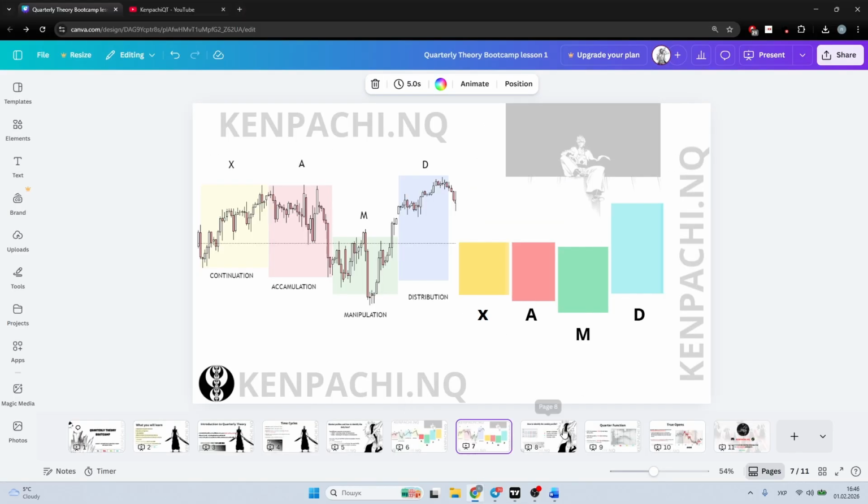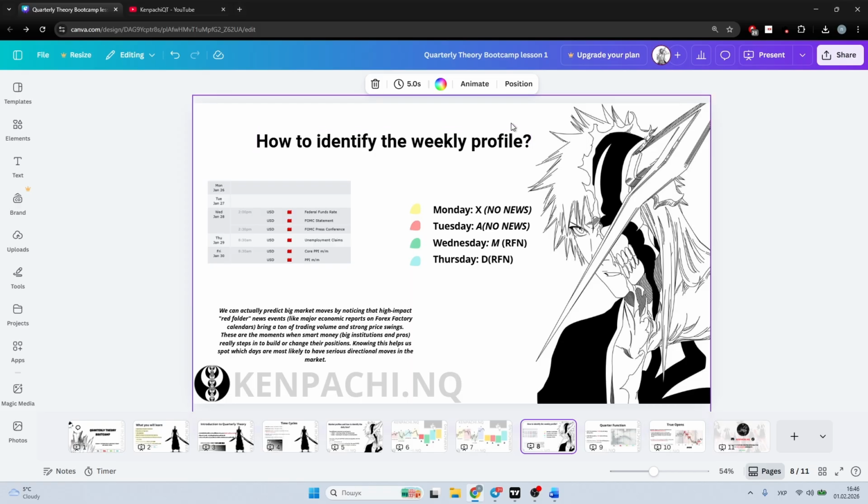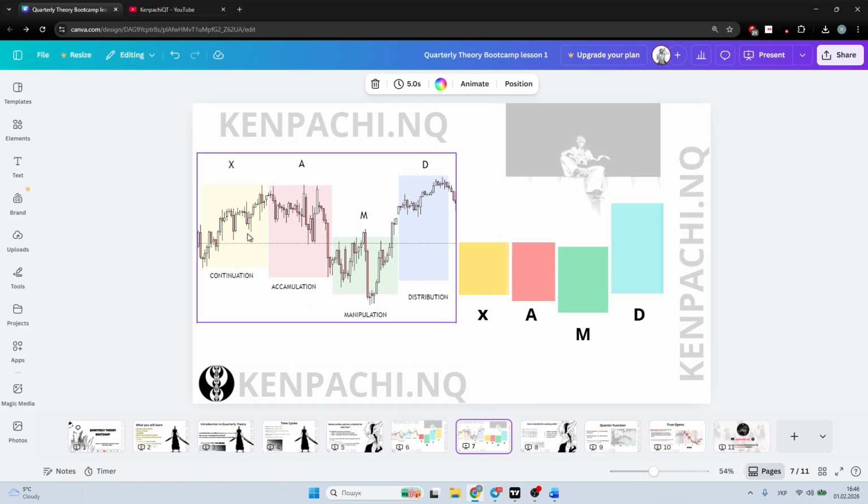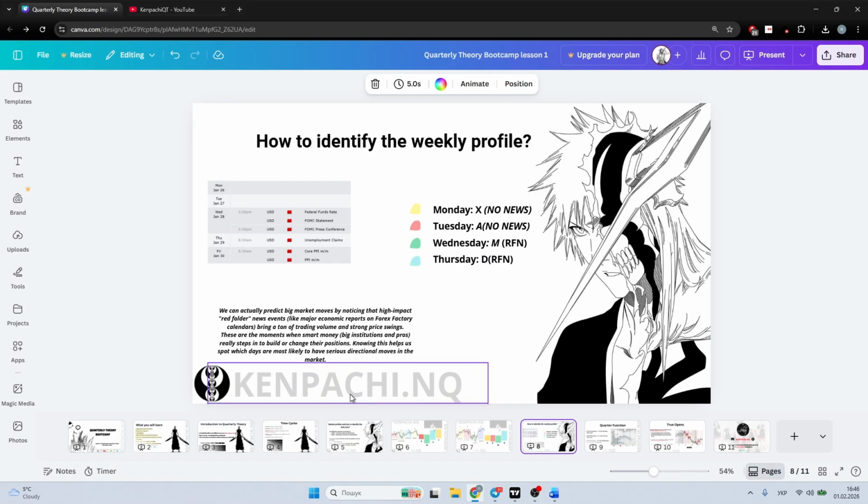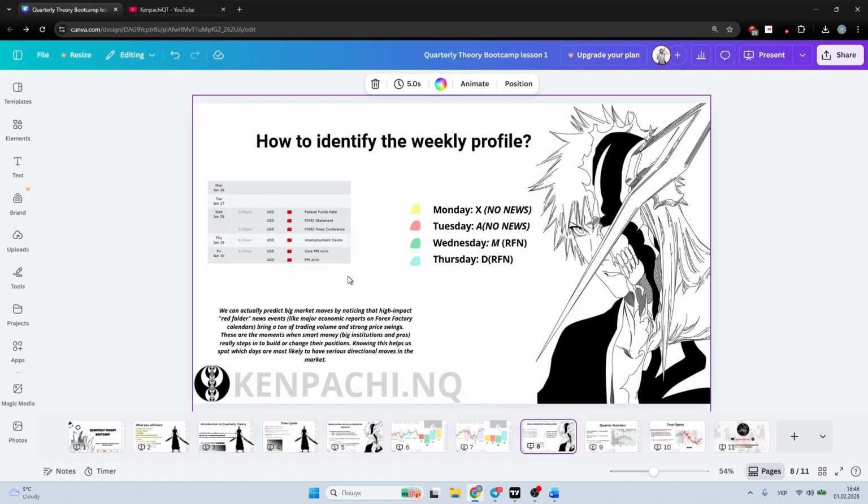That's pretty much it about market cycles or market profiles. Let's look at how we can identify the weekly profile with the MDX and XMD system. So this is basically the last week.